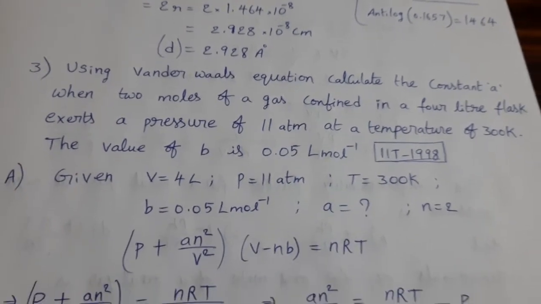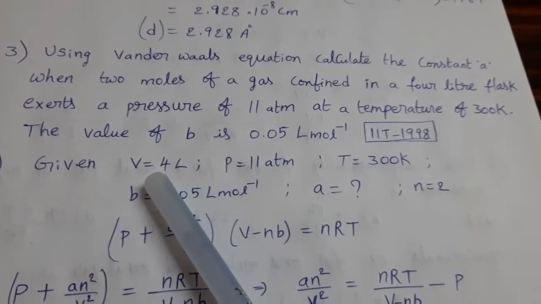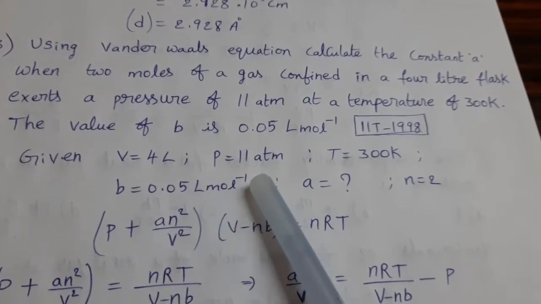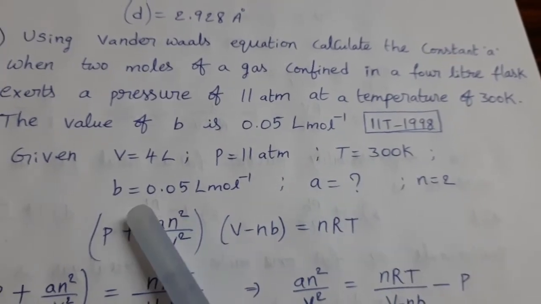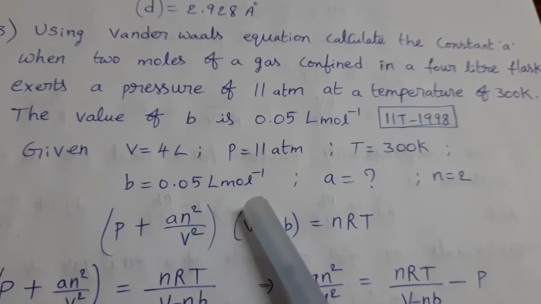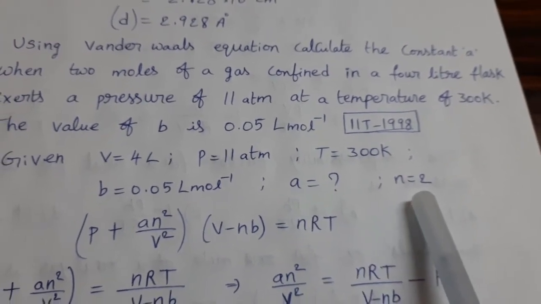See this, very simple one. First note down the given data. Given volume V equal to 4 L, pressure P equal to 11 atmosphere, temperature T equal to 300 Kelvin. Constant B value is given. A we should find out. Number of moles n equal to 2.